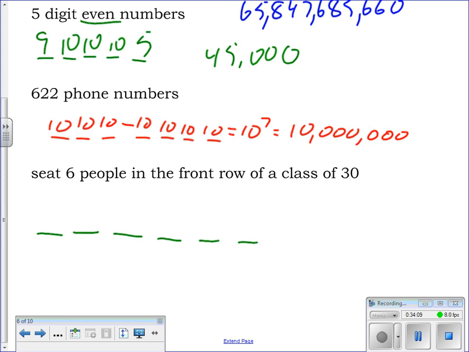So how many kids do I get to choose from to fill that first seat? I got 30 because I got 30 kids in the class. Okay. Now, I got one kid sitting down. How many can I put here? How many can I put here?